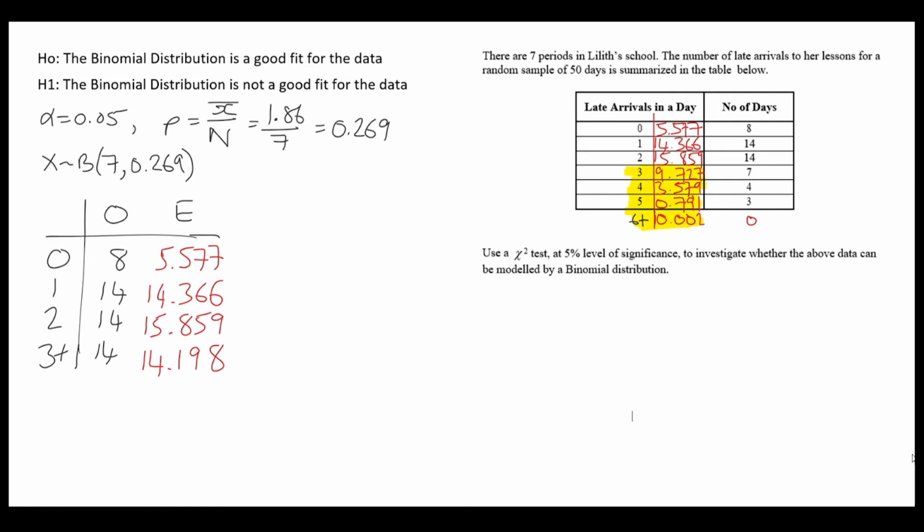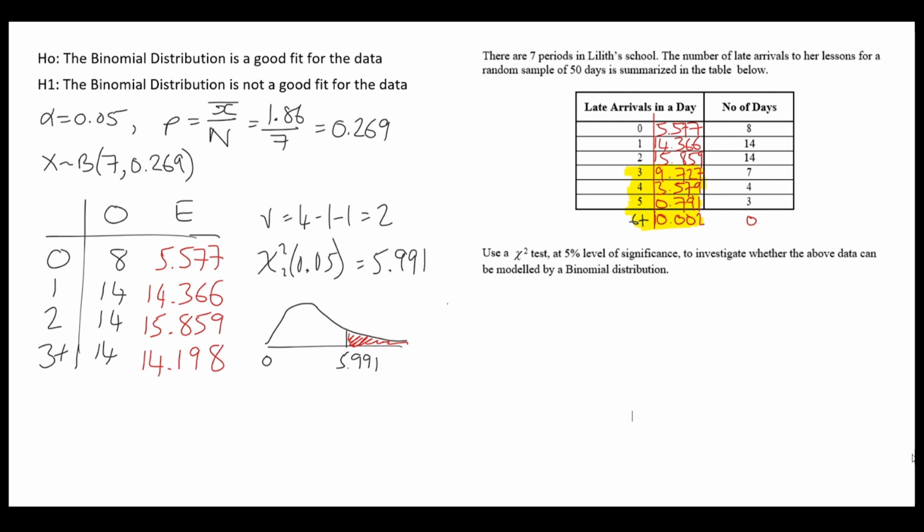Our degrees of freedom: we have 4 rows here, so we're going to start with 4 minus 1, and then we also had to estimate our own parameter, so we subtract another 1. That gives us 2 degrees of freedom. Our critical value, we'll look this up in the tables, for 2 degrees of freedom at a 5% significance level is 5.991. Let's just look at this on a diagram. Any test statistic in this shaded critical region, we are going to reject H0. So let's calculate our test statistic.